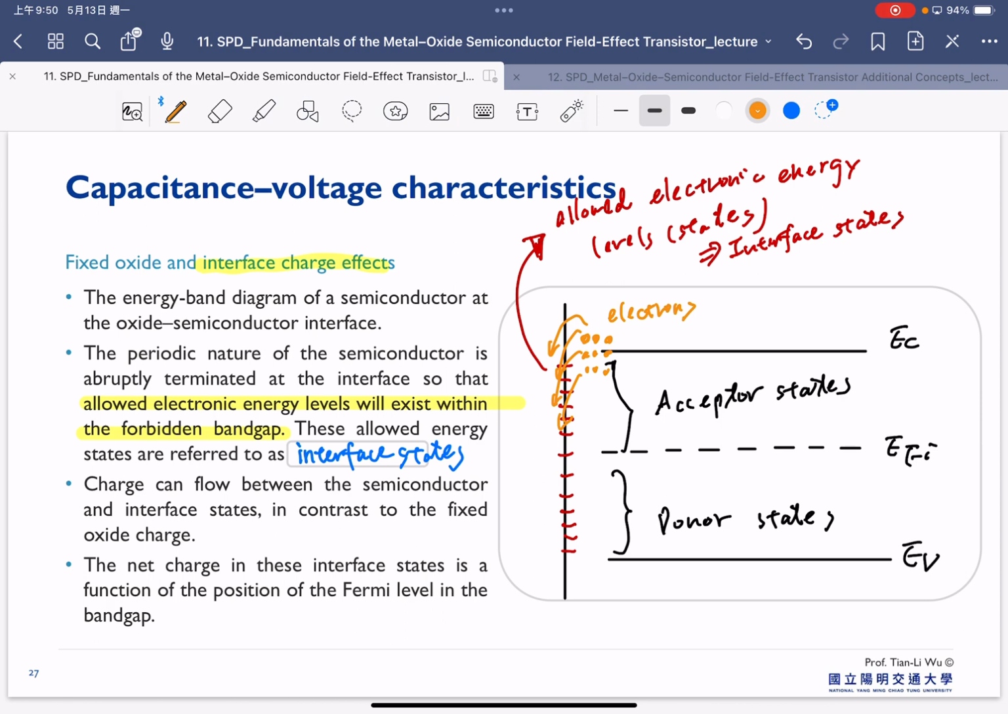Because right now we apply the positive gate bias, and the positive gate bias will start to attract the electrons here, and the electron will start to access this state. And since this is an allowed energy state, that means an electron can be filled in this state, and this will become the issue of electron trapping. Because right now the seat here is available, it is empty. So once the electron sees this kind of empty place, the electron might start to stay in this empty place here. So that will become the trapping effect.